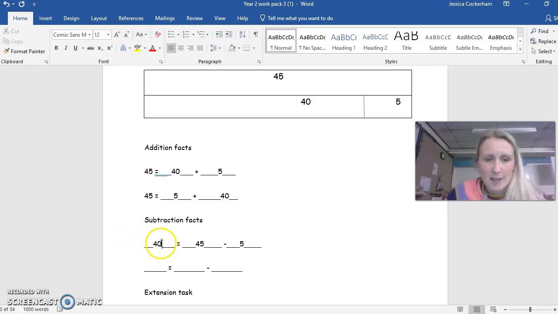So can you see here, if we had 40 and we added the 5, it equals the 45. 40 and the 5 has got our 45 here, hasn't it? So we've got the 40 and the 5 is 45. Where's the 40 and the 5 one? Here, 40 and the 5 here. It's 45.